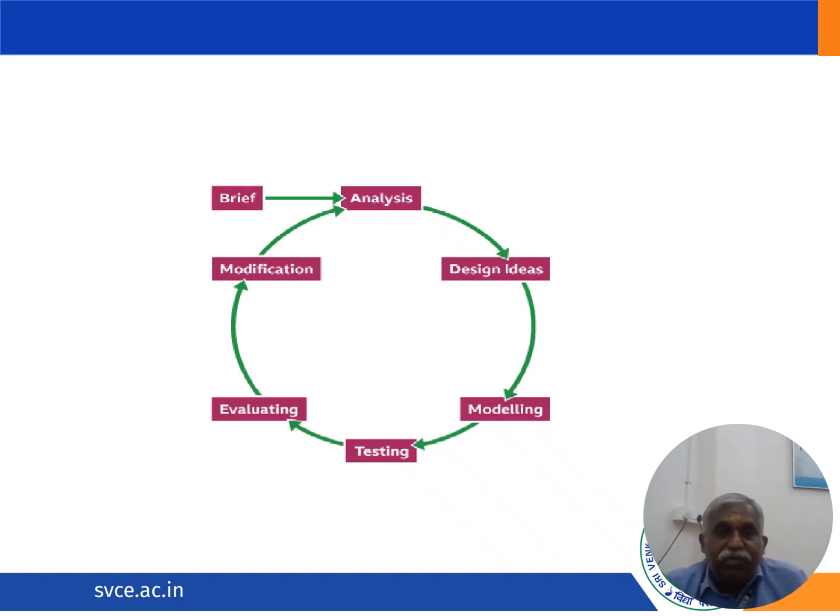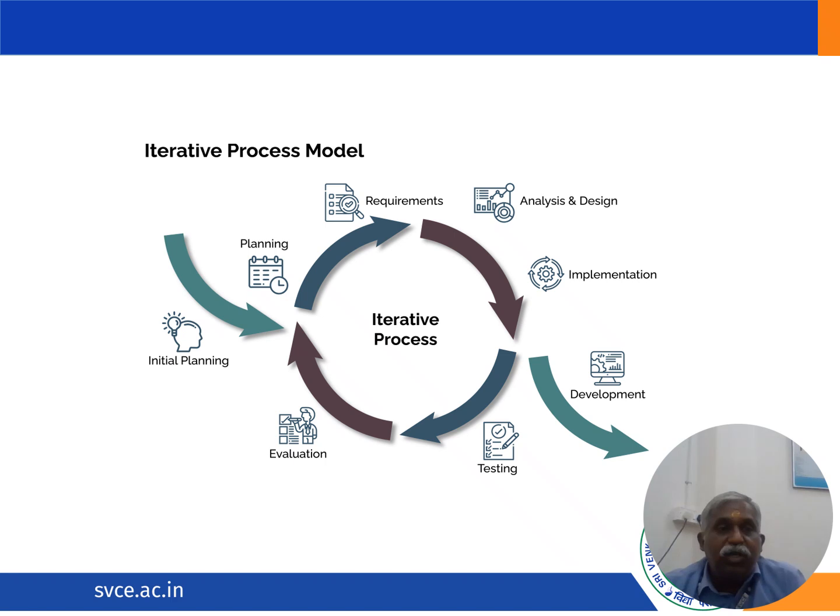The cyclic process we will see in a different approach. The interactive approach model. First we have the initial planning. With that planning, we need requirements. What are the things required for giving a solution for this? Then we have analysis and design. Based on the analysis, we have some implementation. We have a development of the product. We are going to check the development with various testing methods.